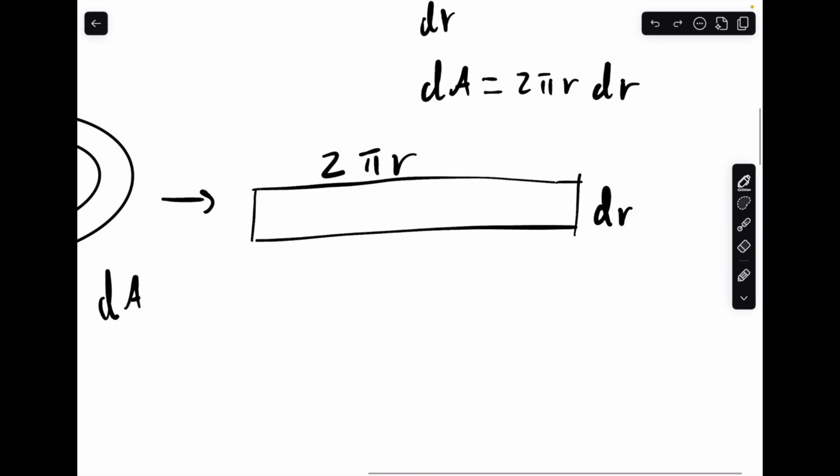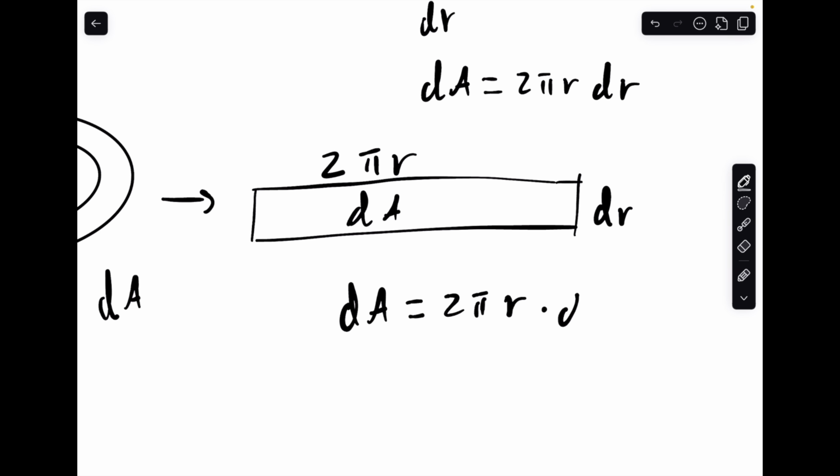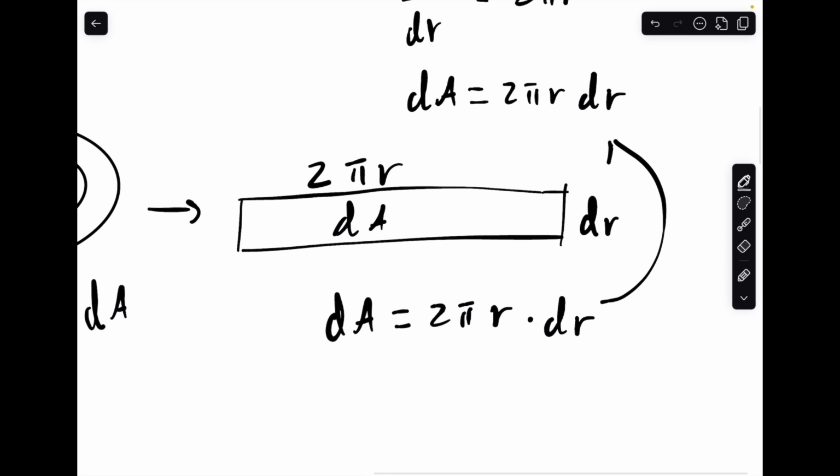And now you might be asking, well, what's the dA? What's the infinitely small area of that little hoop? Guess what? It's length times width. And what does that look like? The same thing up here. So there's two ways to get to that.